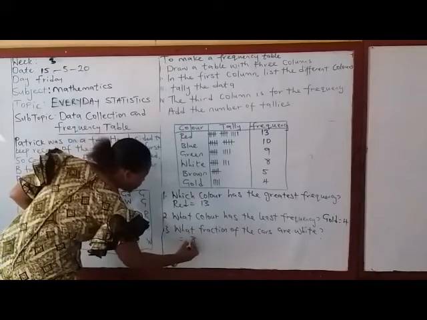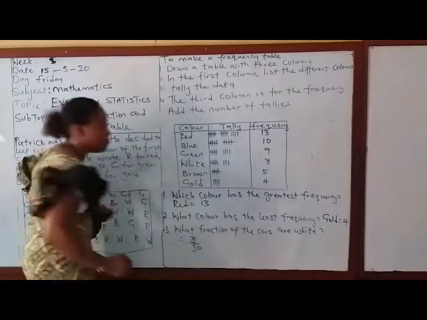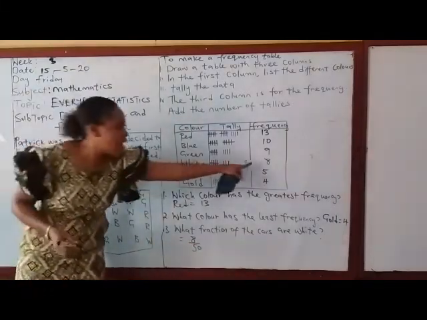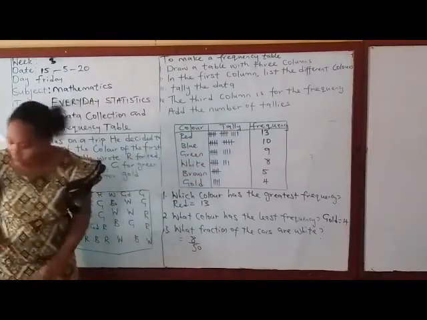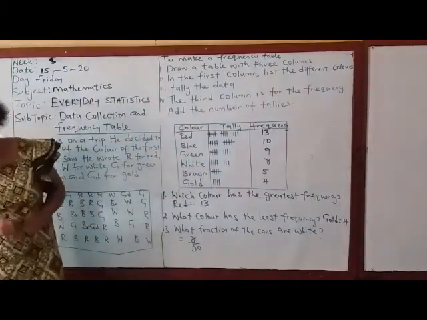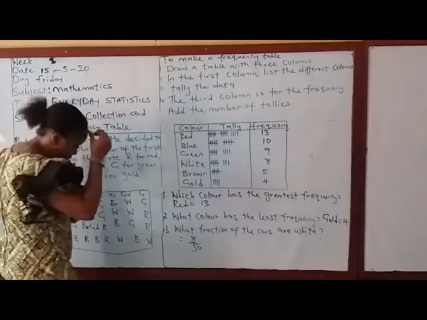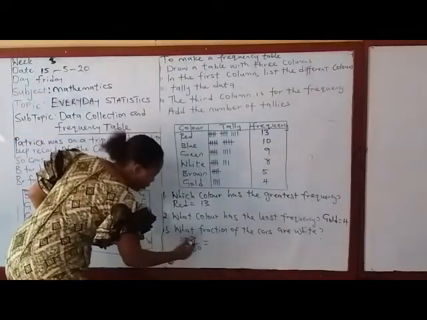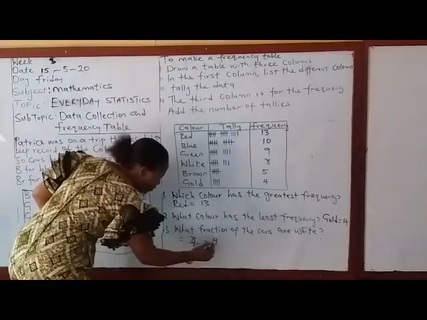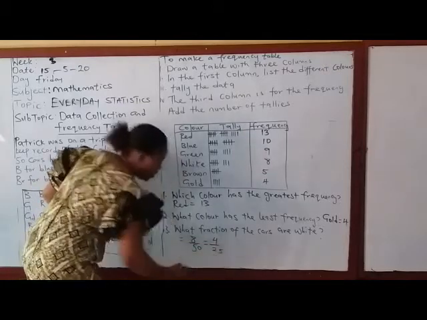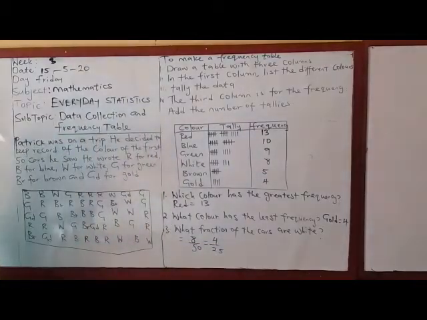So it is 8 over 50. White vehicles are 8 in number. Then we reduce to the lowest term. 8 over 50. 2 divide 8 is 4, and 2 divide 50 is what? 25. So the fraction of the cars that are white in number is 4 over 25.